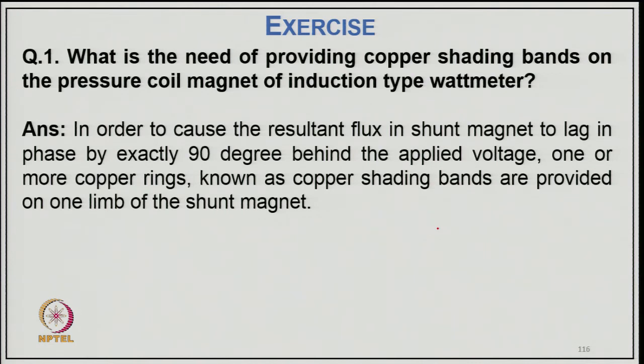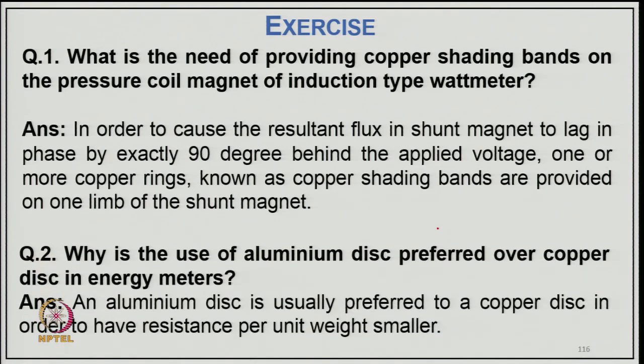What is the need of providing a copper shading band on the pressure coil magnet of an induction type meter? In order to cause the resultant flux in the shunt magnet to lag the applied voltage by exactly 90 degrees. So, one or more copper rings known as copper shading bands are provided on one limb of the shunt magnet.